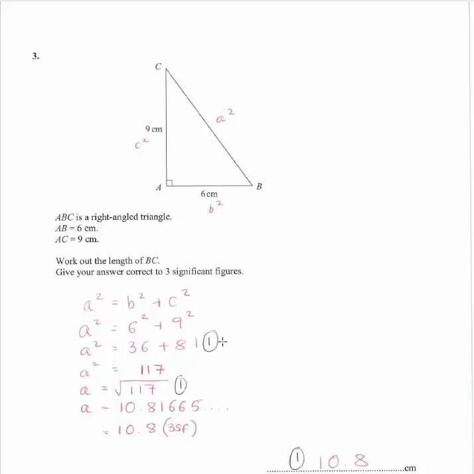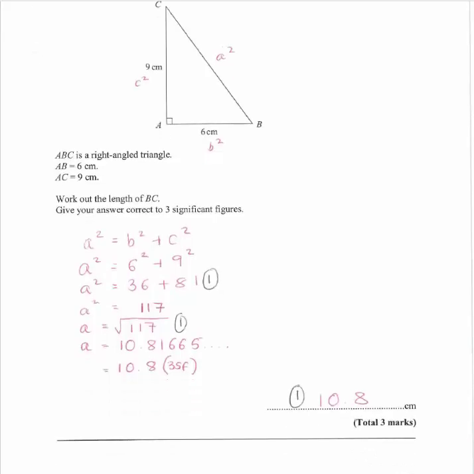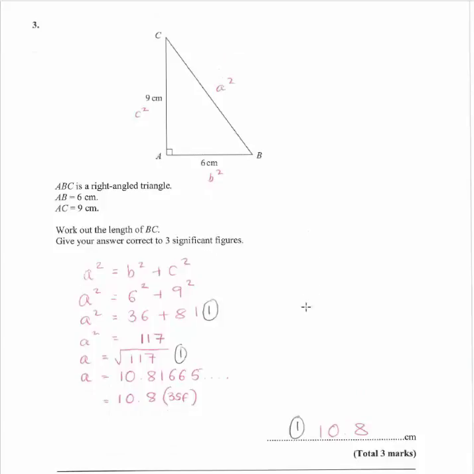Now you will get 2 marks for doing that part there, but we've got, let me just check, 3 marks for doing this question. And the third mark comes from giving your answer correct to 3 significant figures. Now make sure you don't round it off to 3 decimal places. That's not what's asked. 3 significant figures. So 1, 2, 3. So we're going to round here. The 1 is the first digit we're getting rid of, and so it just rounds to 10.8.